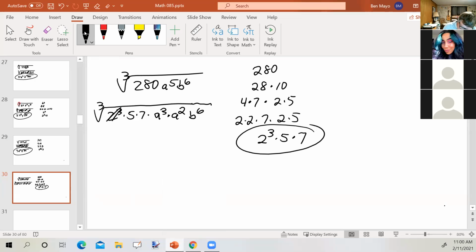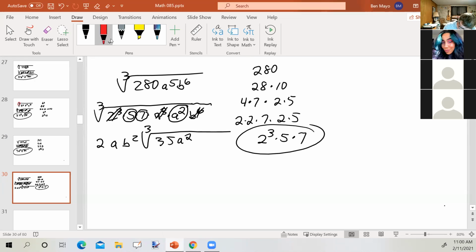What's the cube root of 2 cubed? It's 2 outside. The cube root of 5 isn't going anywhere. The cube root of 7 isn't going anywhere. The cube root of a cubed is a. The cube root of a squared isn't going anywhere. The cube root of b to the 6th is b squared. So I've got 2ab squared times the cube root of 35a squared. And right there, don't forget it's a 3. It's not a 2. And notice that I multiplied the stuff back together that was left inside, the 5 and the 7. You okay with that?